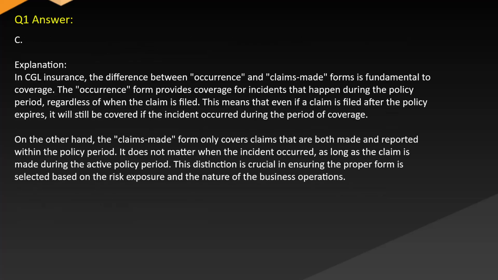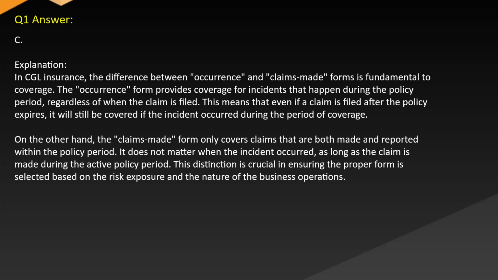Answer. C. Explanation. In CGL insurance, the difference between occurrence and claims-made forms is fundamental to coverage. The occurrence form provides coverage for incidents that happen during the policy period, regardless of when the claim is filed. This means that even if a claim is filed after the policy expires, it will still be covered if the incident occurred during the period of coverage.